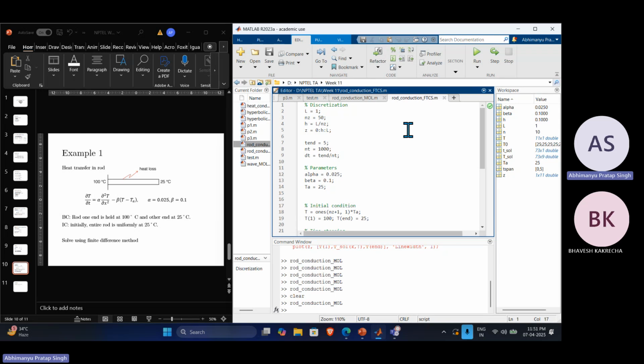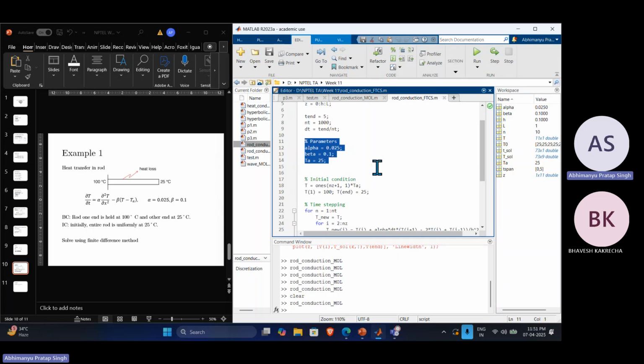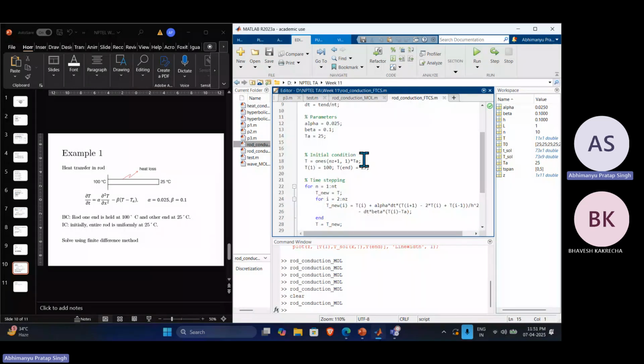Whereas in FTCS, the finite difference method, we are discretizing both in the z domain as well as in the time domain. So I am discretizing into 50 elements in the z domain, whereas in the time domain, I'm using very small time steps. I'm discretizing 5 seconds into a thousand sub parts, and then I'm using finite difference at all of those 1000 parts, right? So these are my parameters. This is simple.